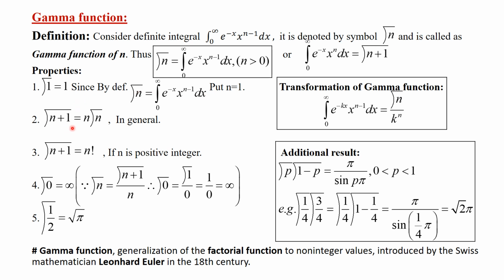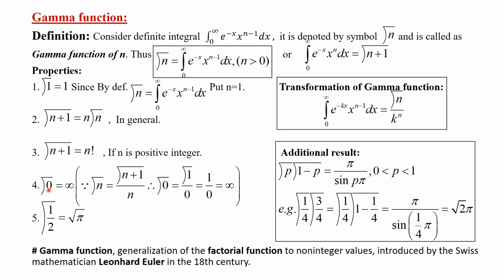The next result is gamma of n plus 1, which reduces to n gamma of n. By definition, gamma of n plus 1 is the integral of e raised to minus x, x raised to n plus 1 minus 1, that is x raised to n. Using integration by parts, it reduces to the form of the definition of gamma of n, and hence gamma of n plus 1 equals n gamma of n. If n is an integer, gamma of n plus 1 is equal to n factorial.